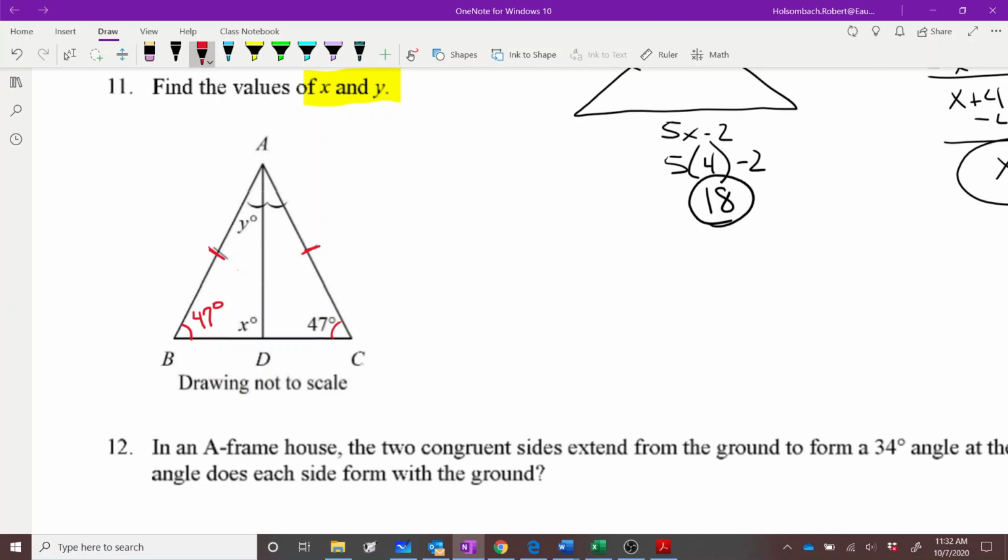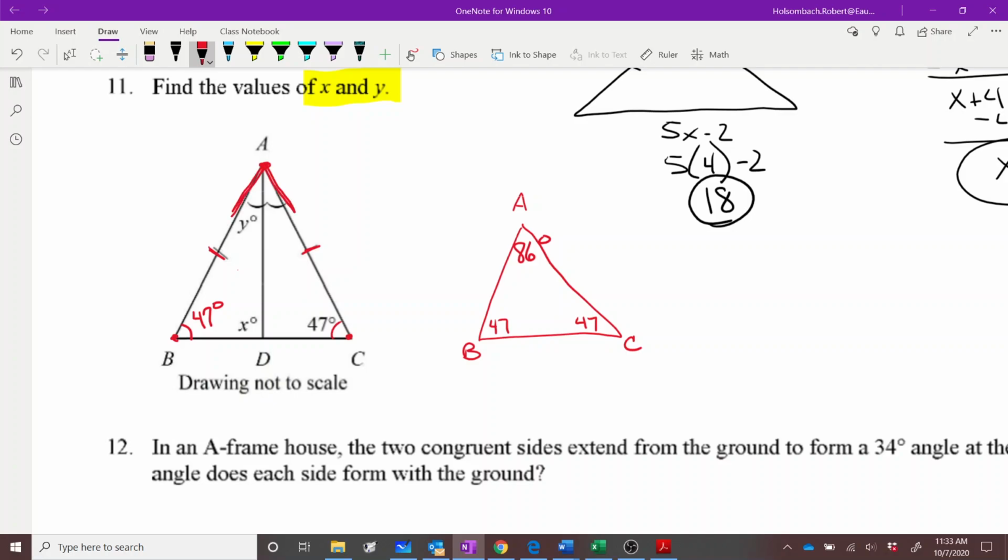Now, if we're talking about this big triangle, ABC, it kind of looks like this. And these two base angles are 47. If we subtract those from 180, we get 86 degrees. 86 degrees for this whole top angle here.